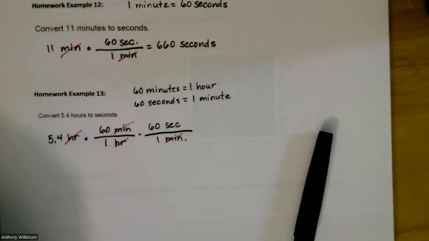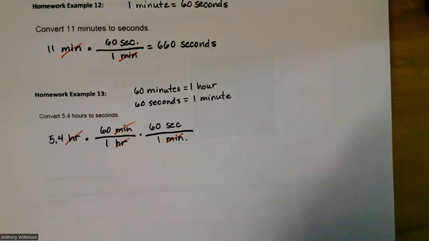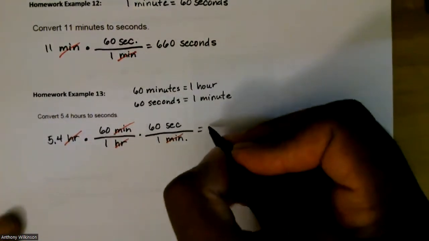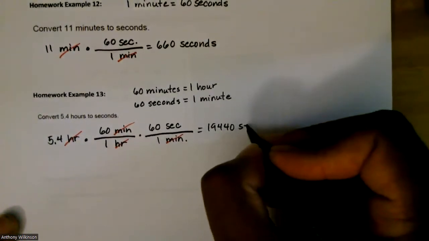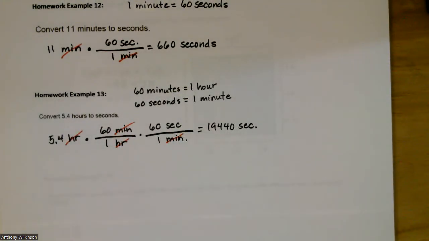Our final answer will be in seconds, so we have to do 5.4 times 60 times 60, which will end up being 19,440 seconds. So 5.4 hours will convert to, or is equivalent to, 19,440 seconds.